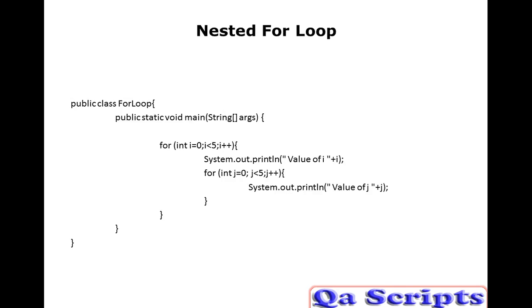There is another kind of for loop, that is the nested for loop. The nested for loop is nothing but using one for loop inside another for loop. That is what we call a nested for loop. You can use n number of for loops inside one for loop, so many conditions will be checked first and so many values will be displayed at the console.